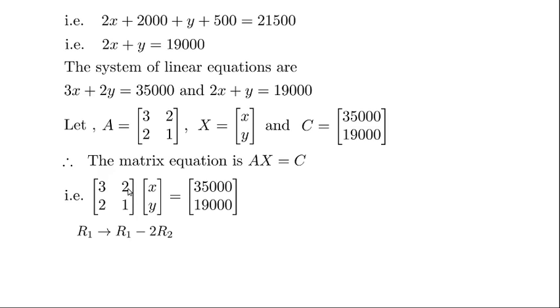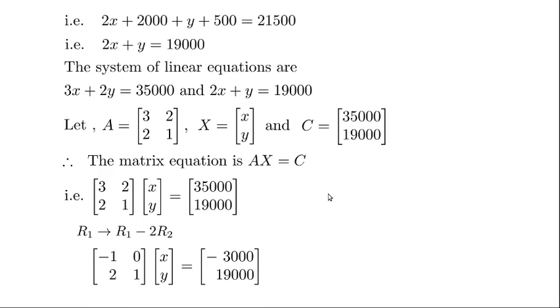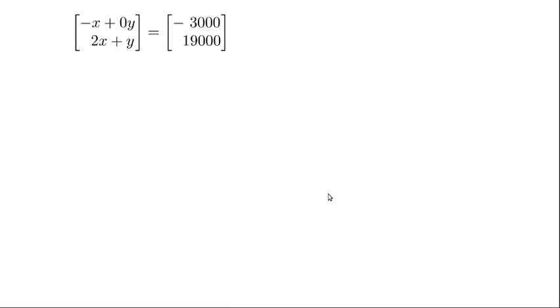Now R1 changes to R1 minus 2R2. So we are going to make this element as 0. If I make this element as 0, this becomes a lower triangular matrix. So easily seen that this can be made 0. So I get minus 1 0, 2 1. In the right hand side it becomes minus 3,000 and 19,000. So once again multiplying the matrix in the left hand side, we get minus x plus 0y, 2x plus y equal to minus 3,000, 19,000.